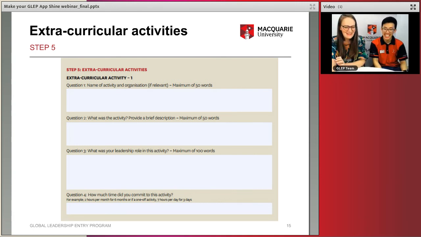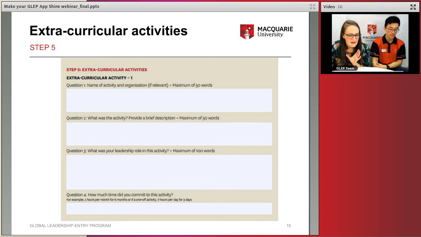And then question 3 is super important. It's, what was your leadership role in the activity? What did you do and what did you achieve? Okay, so there's 100 words here that you can use. Be sure to be as explicit and demonstrate as clearly as you can what your role was and what you achieved. This is really where the assessors are going to be looking at your application.